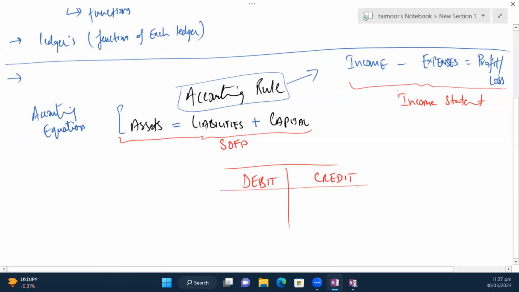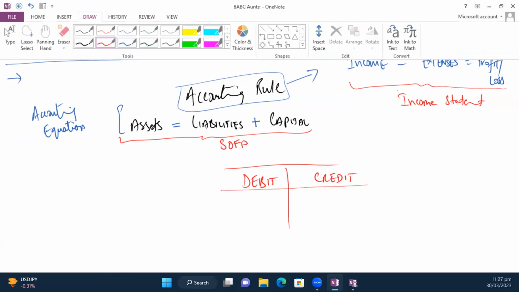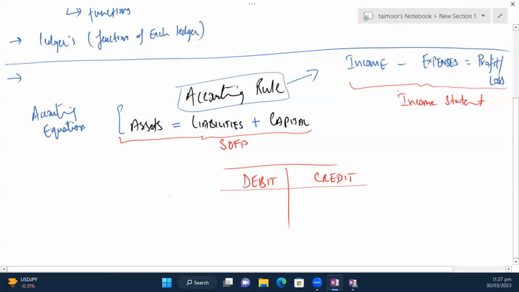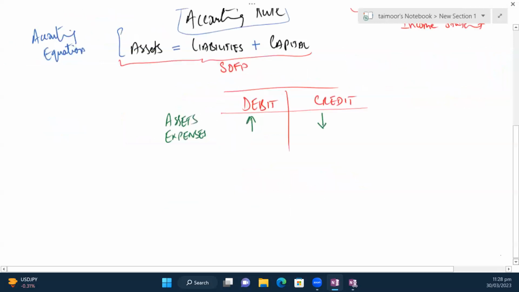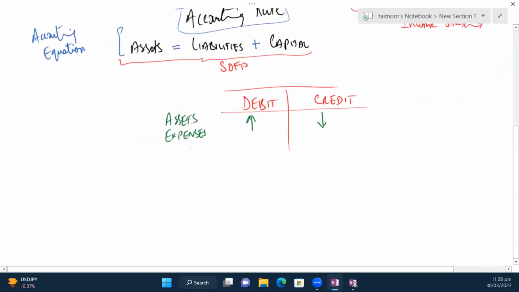So now, किन conditions में debit होगा? So debit की conditions are as follows. When assets and expenses in a particular transaction will increase, they will be posted on the debit side. And when assets and expenses in a particular transaction would decrease, they will be posted on the credit side. ठीक है जी. This is the first thing.